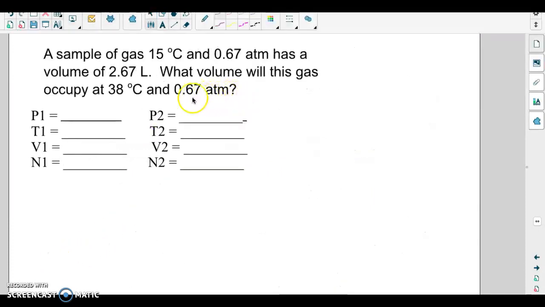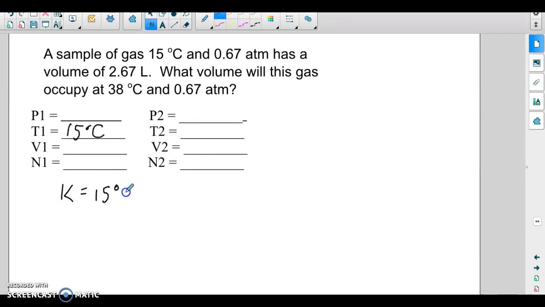So I want to show you another type of problem. In this question, we have the temperature is 15 degrees. So for all gas laws, you do have to have the temperatures in Kelvin. So I would take this and add 273. So I end up with a Kelvin temperature of 288. So that's the value I'm actually going to use here.